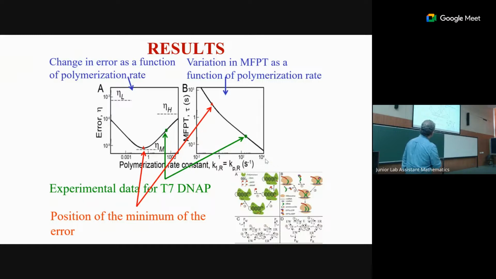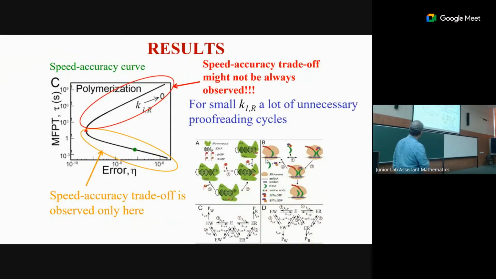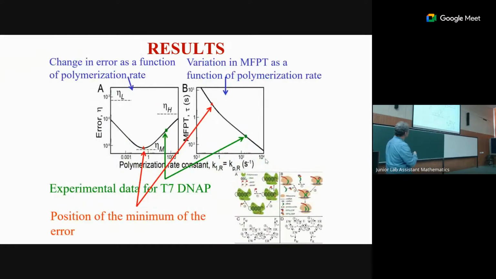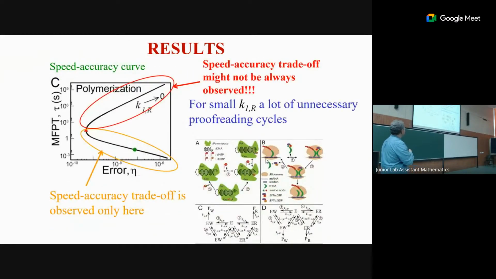It's not convenient to look at two graphs, so you can combine it in one graph. So this is the same, one graph is the same as the graph over there. This is mean first passage time, this is error. And this curve corresponds to different values of one of the rates, the polymerization rate. And then let's look at this branch. This branch is the one where the speed accuracy trade-off is followed. So you see, if you want to be more precise, you go along this line, you will be slower because time goes up. If you want to be less precise, you will be faster. So the speed accuracy trade-off works here.